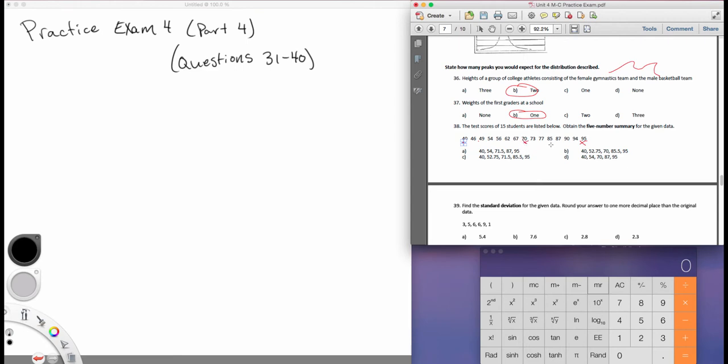And then our upper quartile will be halfway between those two. So 1, 2, 3, 4, 5. So it's right here. So 86 would be the upper quartile. And 1, 2, 3, and 55 would be the lower quartile, roughly. Let's see. So there we go. D is the correct answer.